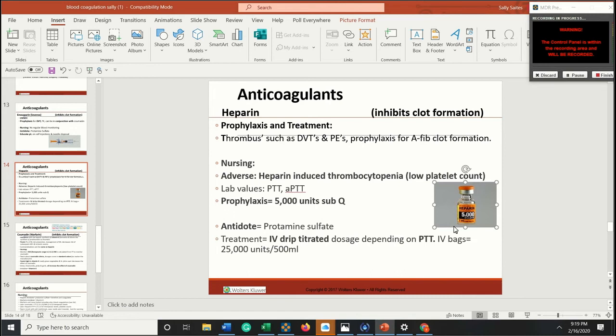However, you always need to read the label and see how much it is: 5,000 per ml, or 5,000 per 2 ml. The standard is 5,000 per ml as far as the vial is concerned, and you doing sub-Q prophylactic shots. I'm sorry, please excuse that. It's actually once a day or twice a day. So heparin prophylactics, this 5,000 units, is usually daily or BID.